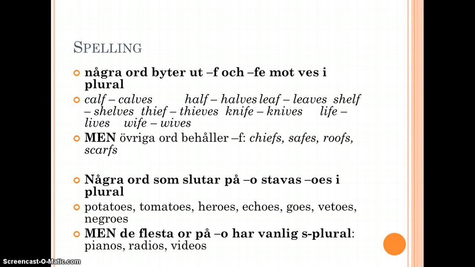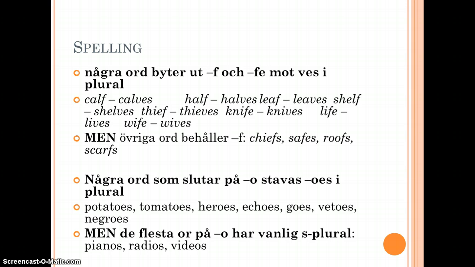A few words about spelling. Some words exchange f and fe into ves in the plural, such as calf, calves, half, halves, leaf, leaves, shelf, shelves, thief, thieves, knife, knives, life, lives, wife, wives. Most words, however, keep the f, as in chiefs, safes, roofs, and scarves.